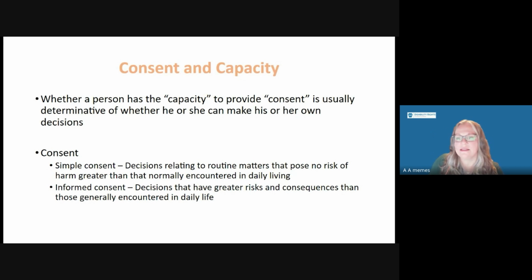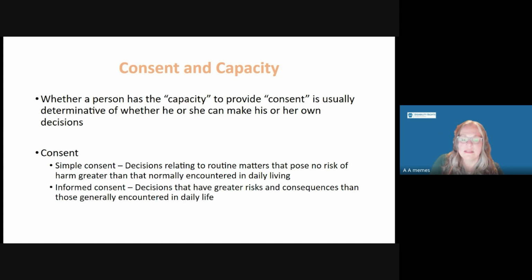So first, consent. There are really two main areas of consent. The first is simple consent. That's talking about providing agreement or an okay for a decision on routine matters, everyday decisions that we make and agree to on a matter that poses no risk of harm greater than is normally encountered in everyday life. Those would be things like, I'm going to decide where to go to eat dinner. I'm going to decide to go grocery shopping today. I'm going to decide to go to the ATM and pull out $20. Those kinds of simple decisions that happen every day, that's just simple consent.